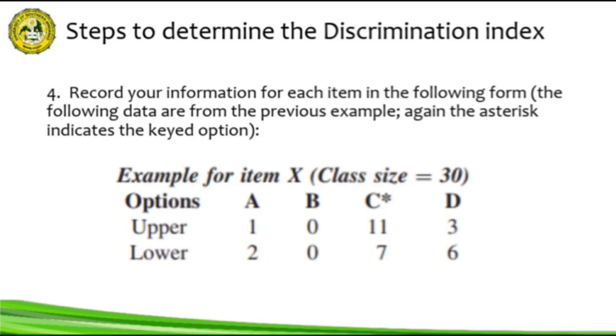Then the fourth step is to record your information for each item in the following form. The following data are from the previous example, the example of Julia, and again the asterisk indicates the keyed option, or the correct answer. So here, record who in the upper half answered the item correctly and also in the lower half. As you can see, from the 15 in the upper group, there are 11 students who answered correctly and 7 students from the lower group who also answered correctly.